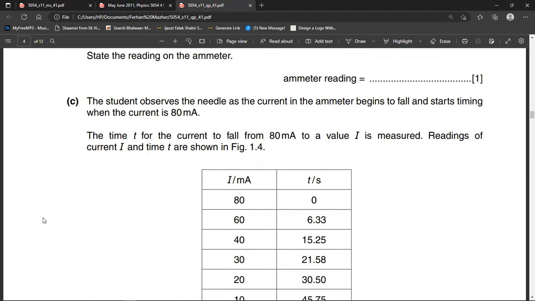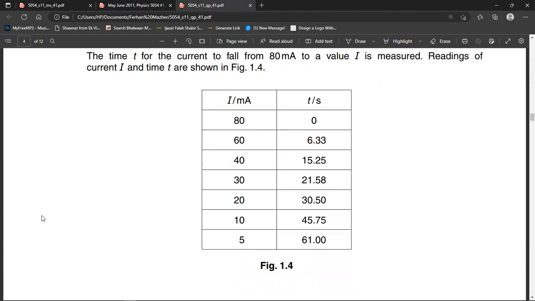It says the student observes the needle as the current in the ammeter begins to fall and starts timing when the current is 80 milliampere. The time t for the current to fall from 80 milliampere to a value I is measured. Readings of current and the time t are shown in the figure. So when the current is 80 milliampere, they started their observation and the time is 0. And when it becomes 60, it is 6.33 seconds. When 40, it is 15.25 seconds.